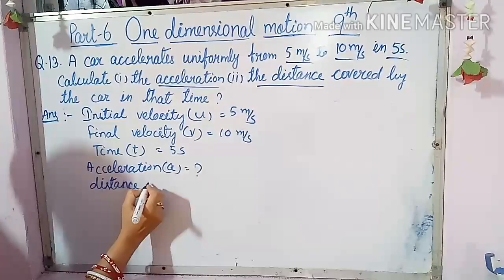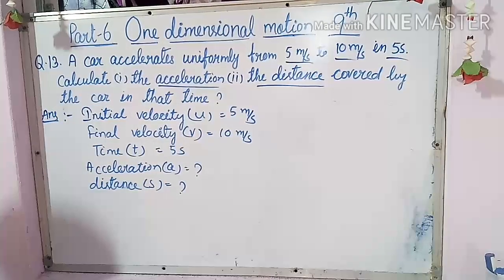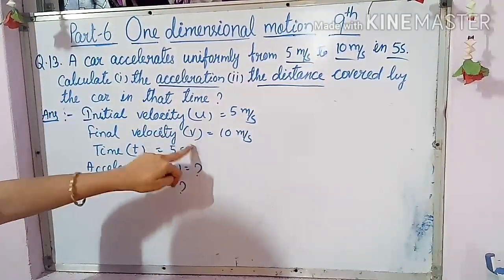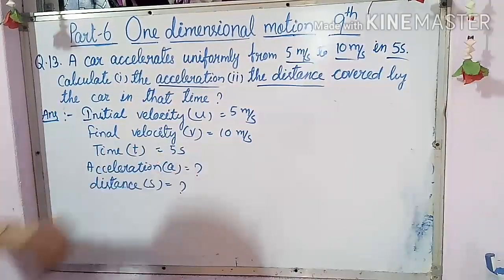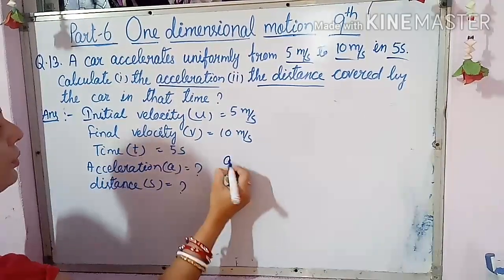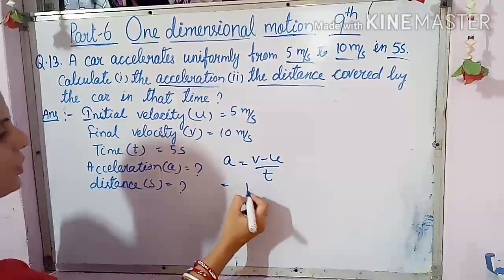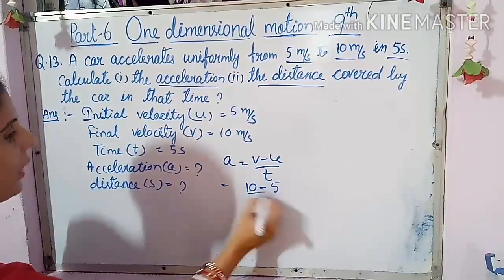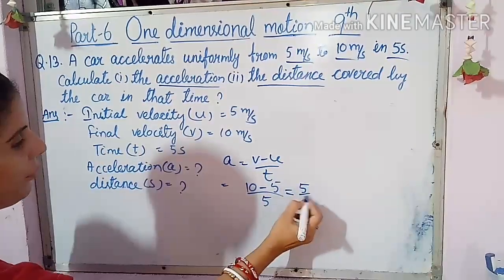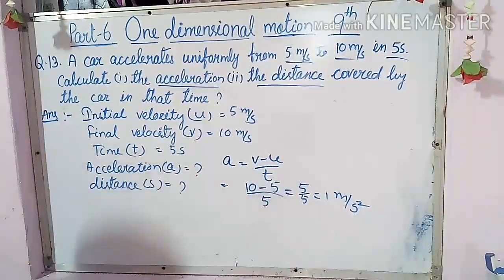So before calculating the distance, first you calculate the acceleration A. Now see, to calculate A, which equation is applicable? U, V, T are given, so easily you can find the acceleration by applying the first equation. A equal to V minus U by T. V is 10, minus U which is 5, and T is also 5. So you will get 5 by 5, 1 meter per second square. So very easy children, you got the acceleration.